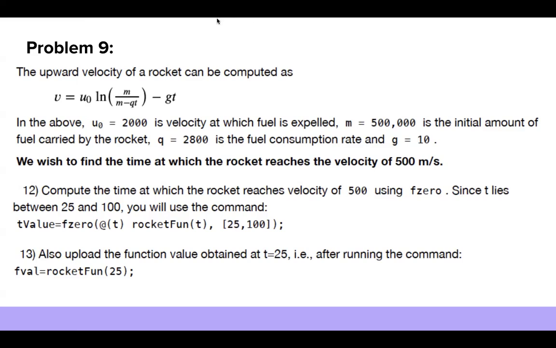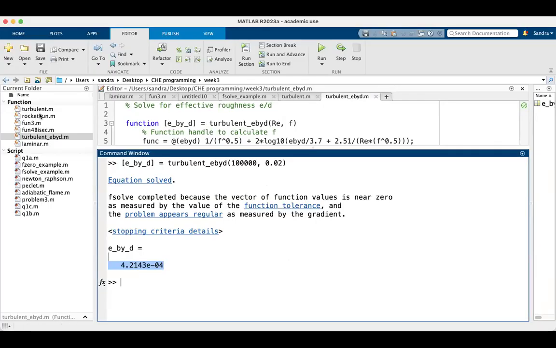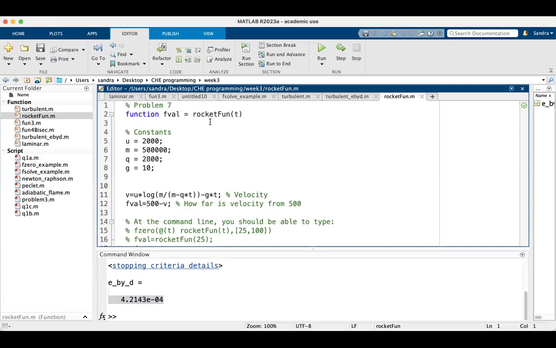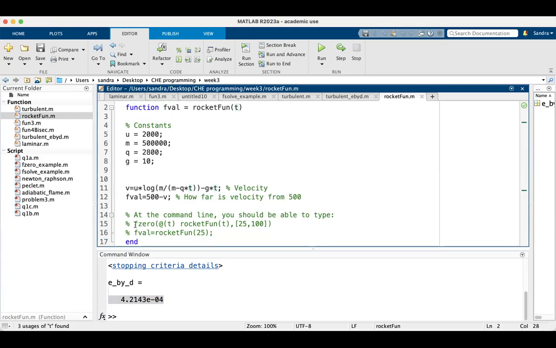How do we solve this question? I'll go to MATLAB. First, let me show how the function is written. This is a function that we're trying to solve using the f0. It takes in the variable t, so t is the variable that you're trying to solve for. The equation that we'll be running is f0, the variable is t, rocket fun is the function that we call, and the limit is 2500, which is given in the question.